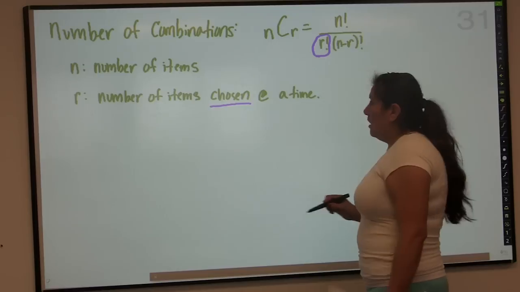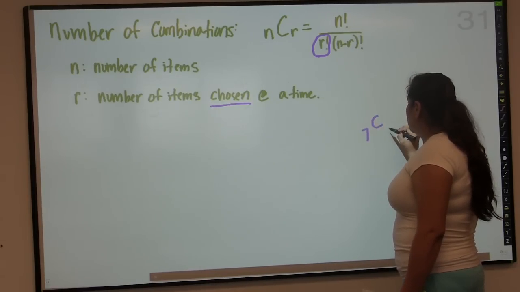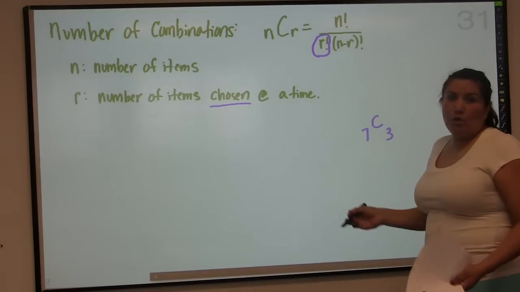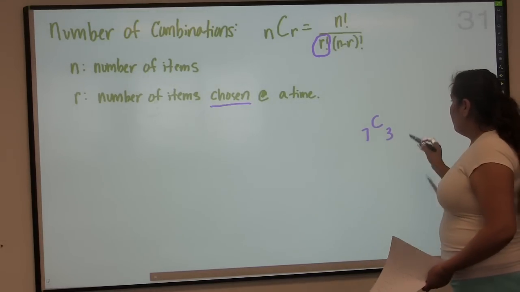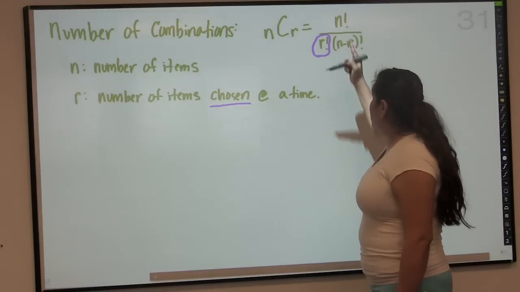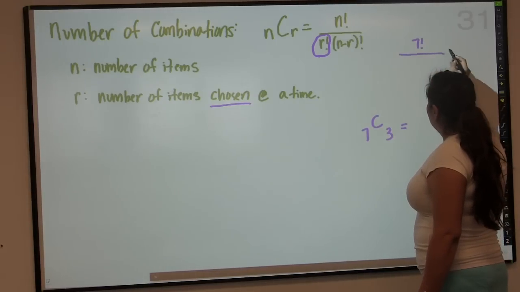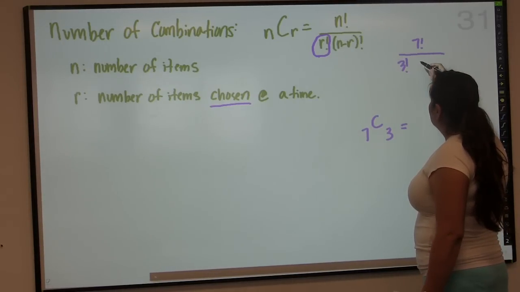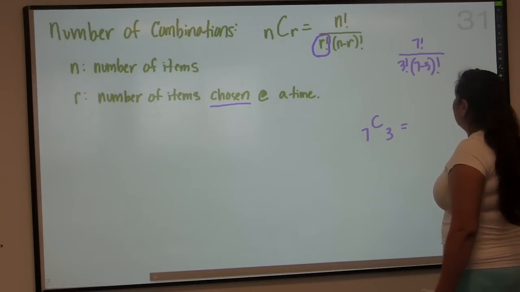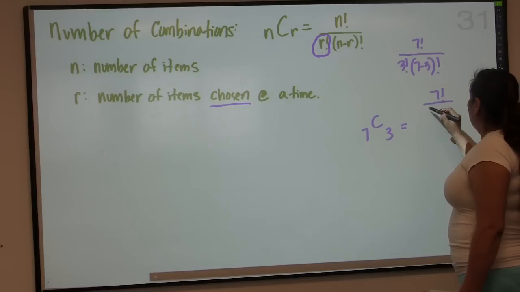So in this case, going back to what we were saying, we had 7 yachts, and I wanted to choose 3 of them, but it doesn't matter which order I choose them in. So that would be 7 choose 3, and we can plug that into our formula here. So that would be 7 factorial over 3 factorial times 7 minus 3 factorial, which is going to end up being 7 factorial over 3 factorial times 4 factorial.